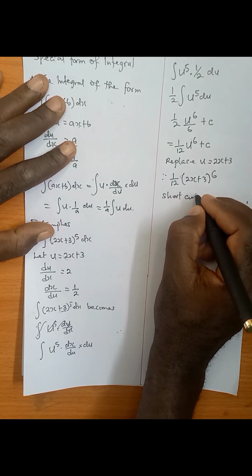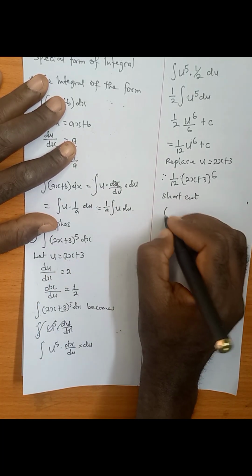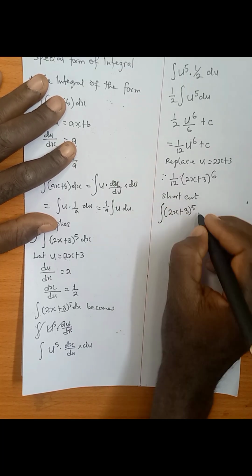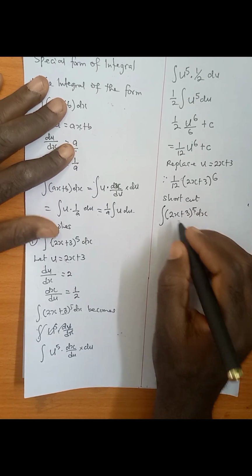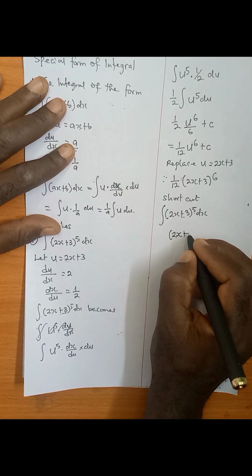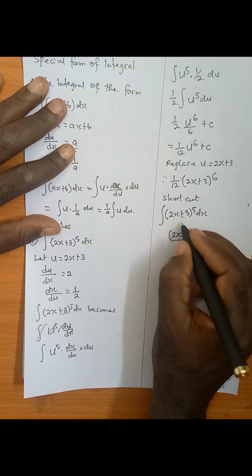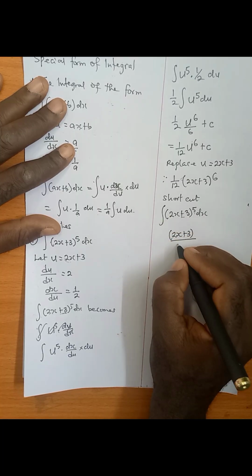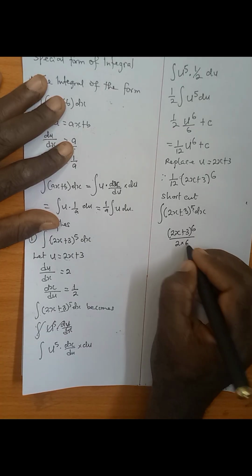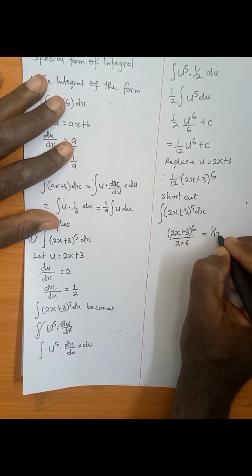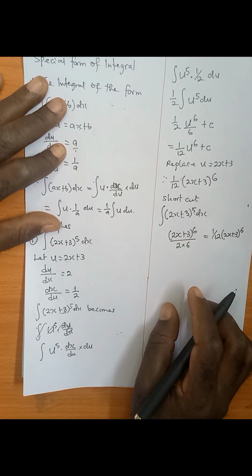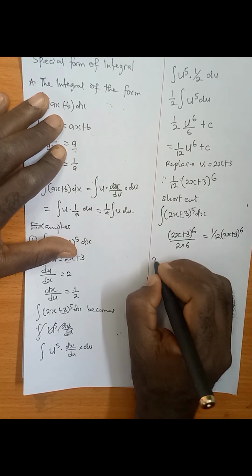The shortcut for this. So we're given (2x plus 3) raised to power 5 to integrate. What you will do is you will write the function itself, 2x plus 3. You will differentiate what is inside. When you differentiate, this one is 2. You use it to divide it. Then you add 1 to the power, making 6. Then you divide it by the new power. This will be 1 over 12 (2x plus 3) raised to power 6. This is the shortcut for this. Now let's take a look at another example.